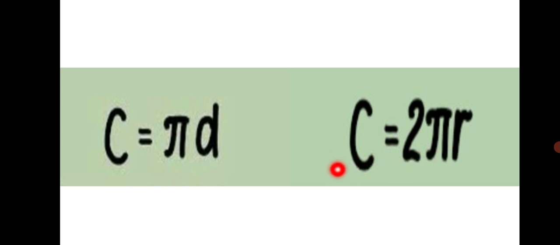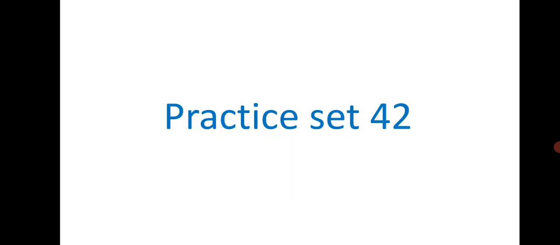So which are the two important formulas to find circumference of a circle? Circumference is equal to pi d, where d is diameter, or circumference is equal to 2 pi r, where r is radius. Okay, based on these two formulas, we are going to solve practice set 42.